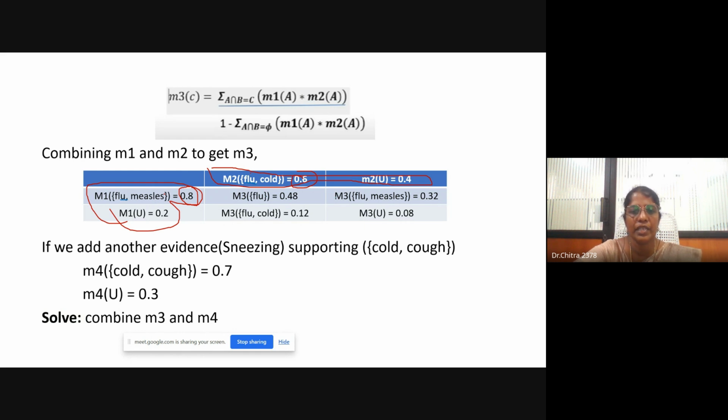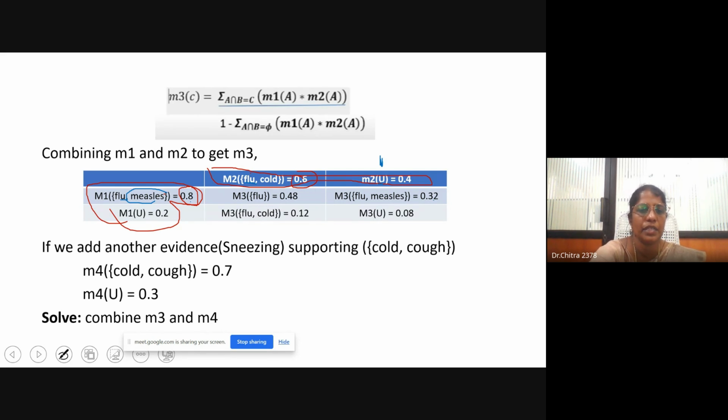In the same manner, find the intersection between these two. Here, this is flu and measles, and this is equal to all, that means 1. You are going to multiply this with 1. If you multiply with 1, you will get the same thing. M3 of flu and measles equals 0.32. You know that anything multiplied by 1 is the same thing. So that is 0.8 times 0.4, 0.32.